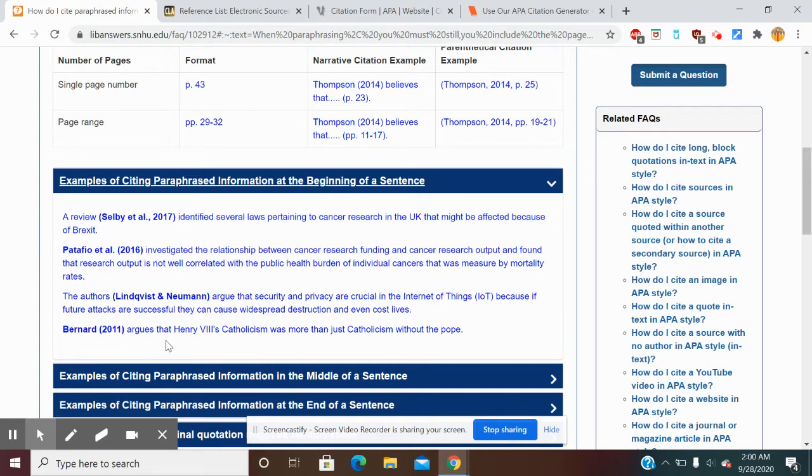Bernard, 2011, argues that Henry VIII's Catholicism was more than just Catholicism without the Pope. So Bernard mentioned this, we have to give Bernard credit, and we did. Let's cite the page number to be on the safe side.